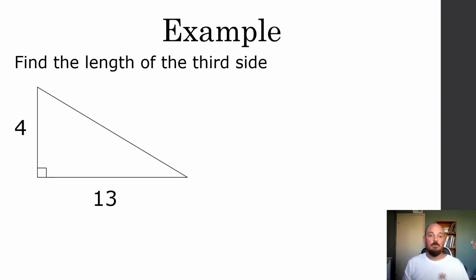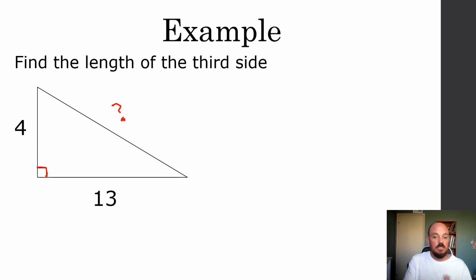So let's do an example. What we have right here is a right triangle, and I know it's a right triangle because I can see the right angle in it. In this triangle, I want you to find the length of the third side. When I say the third side, what I mean is two of them are marked. One of the sides is a 4, one of the sides is a 13. This side I don't know, so I want you to tell me what that question mark is. How long is that third side?